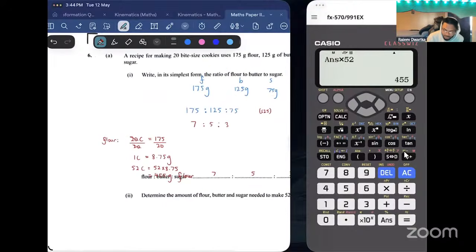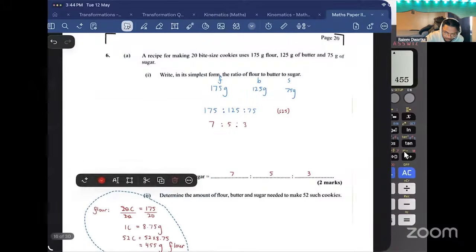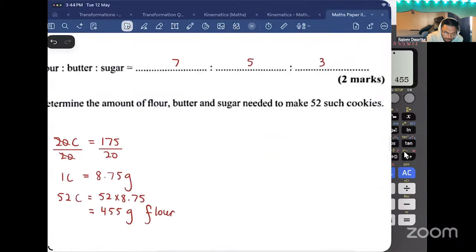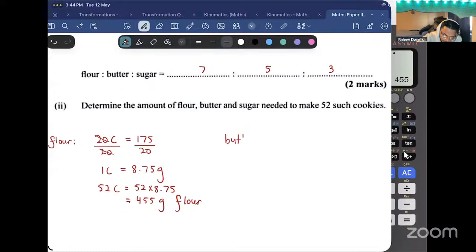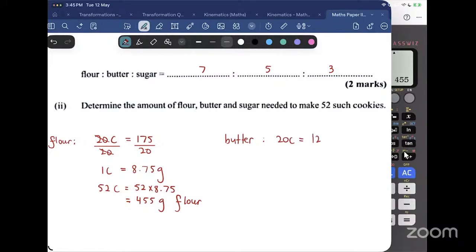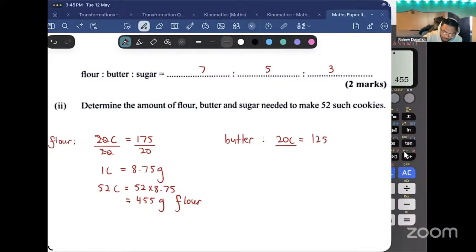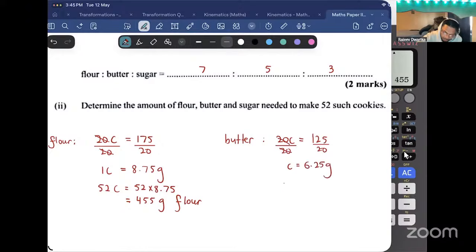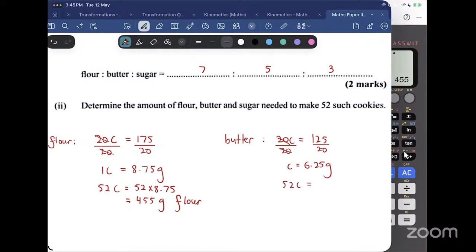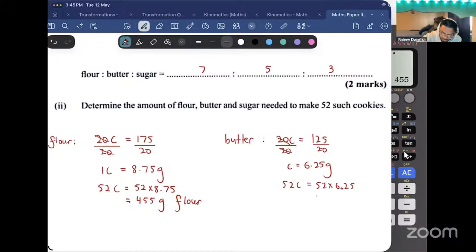I'm going to do the same for the rest. So you find for 1 and then scale up. Now butter. To make 20 cookies, how much butter are we using? 125. So you can find for 1 quickly. To make one cookie, we're going to use 6.25. So to make 52 cookies would be 325. This question is not bad. I think students could get through with this.